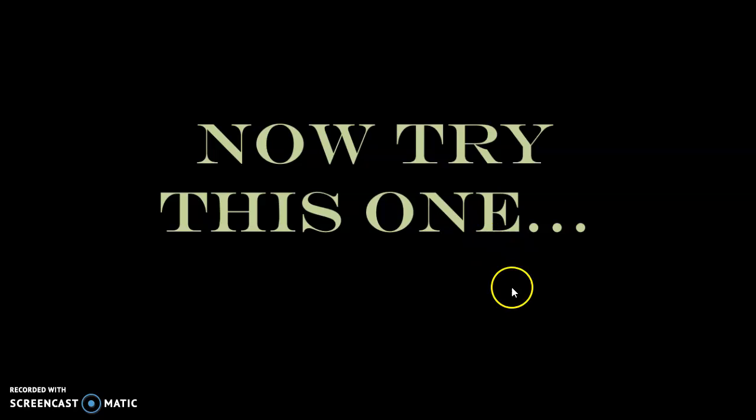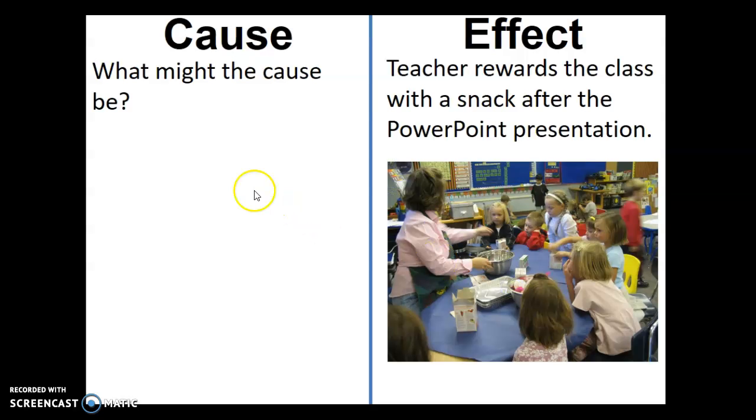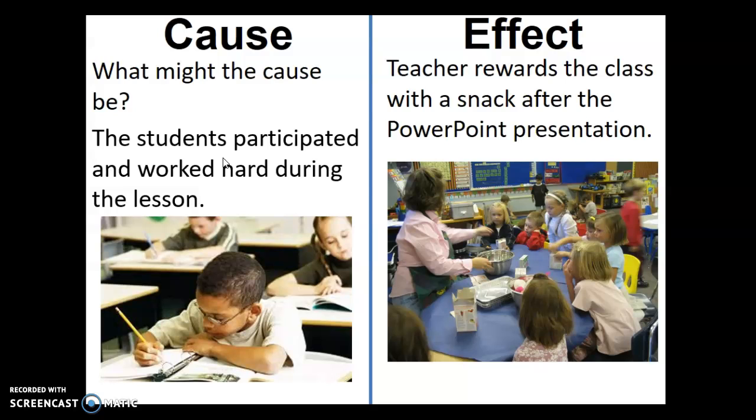Now try this one. Cause. What might the effect be? What might the cause be? Effect. Teachers reward the class with a snack after the PowerPoint presentation. What could cause that? The students participated and worked hard during the lesson. Try some more.